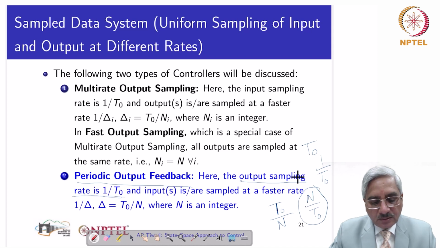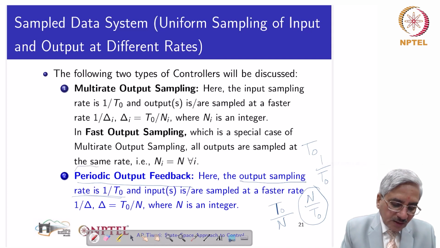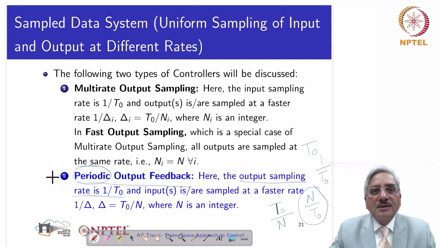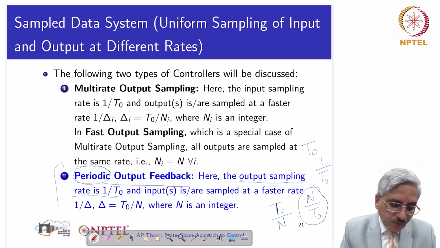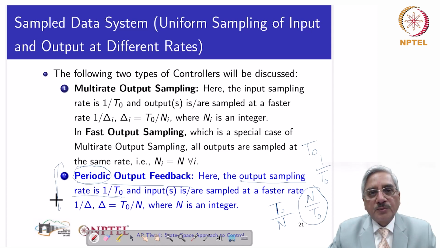So the distinguishing thing between the multi-rate output sampling and periodic output feedback is, one, that in the multi-rate output sampling the output sampling rate is larger compared to the input sampling rate. And in the periodic output feedback, the input sampling rate is larger compared to the output sampling rate. There is one more difference that will come: the gains through which the control is generated are periodic functions of time. This we will understand when we actually discuss the periodic output feedback.